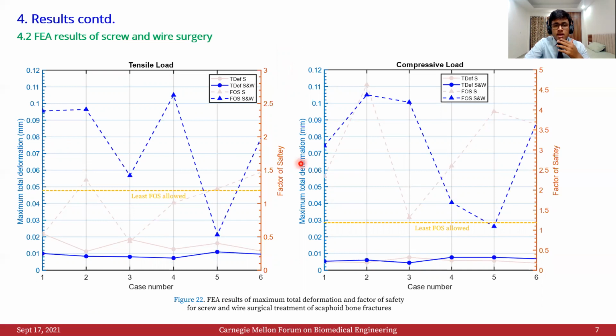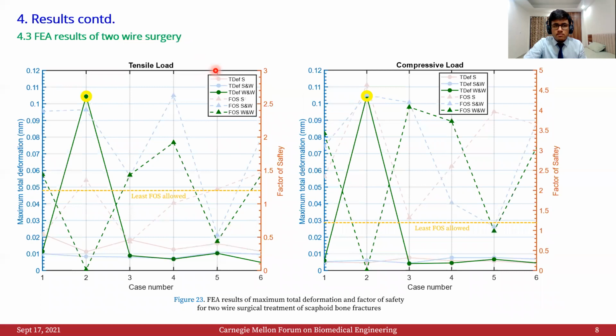Moving on to the screw and wire surgery, we found out that it was much better than the single screw surgery. And only 1 case was found which falls below the line of least factor of safety. This is the case of convergent implant insertion. Thus, we conclude that the convergent case should not be used by surgeons for surgery.